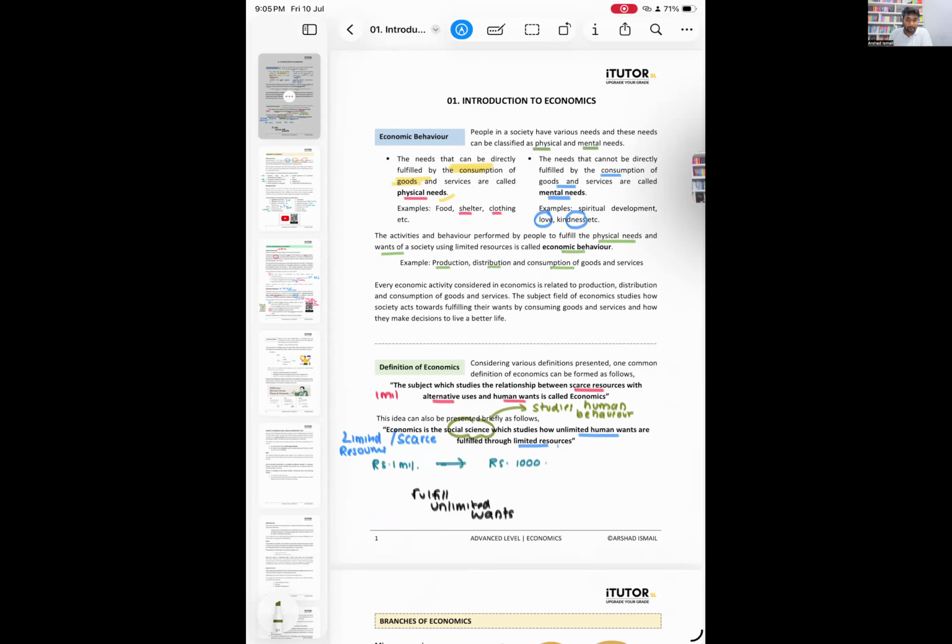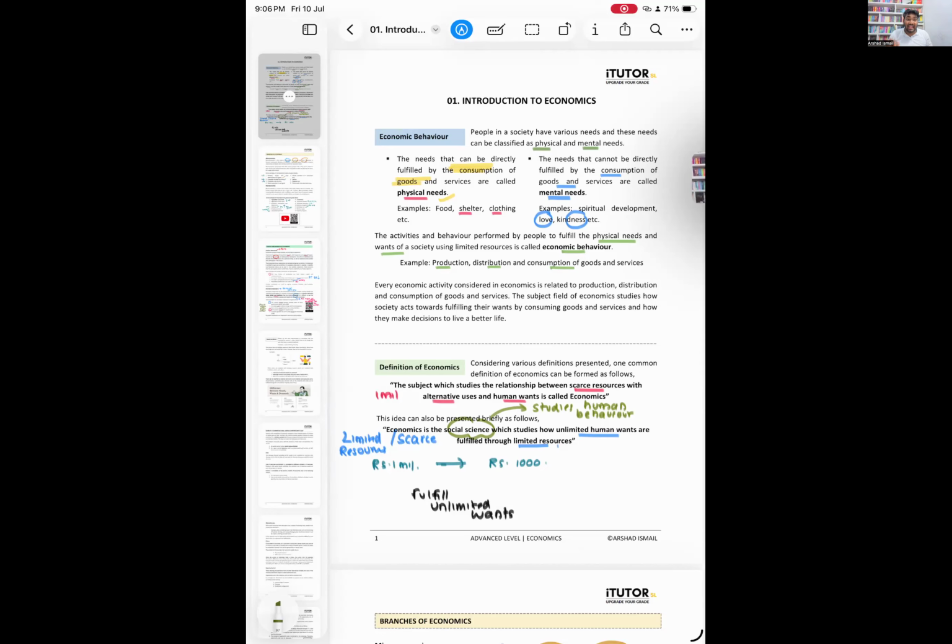First, I told you all, Lamai, remember this like a story. First, I told you people have physical and mental needs and wants. Physical needs and wants are the wants that can be fulfilled by consuming a good. By buying a good or service, you can fulfill it. For example, food, clothing, they are physical needs and wants. Then I also told you there are mental needs and wants. Like, for example, love, kindness. Those cannot be fulfilled, Lamai, with a good or service. Love, kindness, spiritual development, all of that.